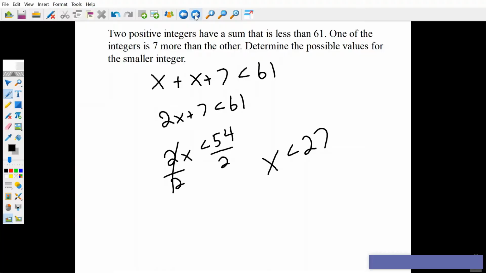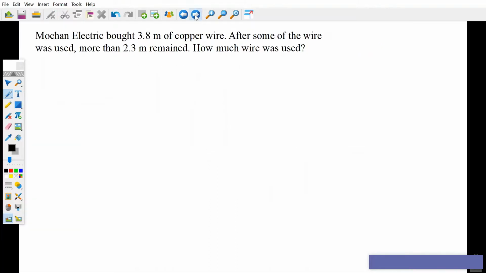To solve that, we combine our like terms. X and x is 2x plus 7. Then we minus 7 from both sides, divide by 2, and we get x is less than 27. The next one. We'll skip that one.